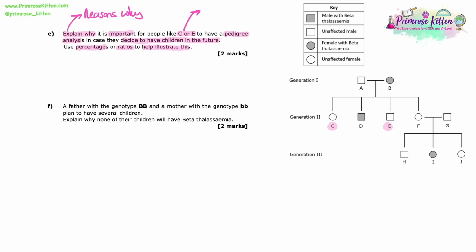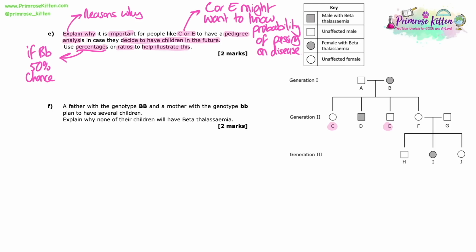So why is the reason why they like to have a pedigree analysis? It's because obviously they might be able to pass on the recessive allele. So they're going to want to know what the probability is of their offspring having the beta thalassemia allele. So if we think about the percentage chance, we've just seen that it could be 25% chance of having a child with beta thalassemia. There could be 50% chance of passing on a recessive allele if you are heterozygous. And if they're homozygous dominant, so they have 2 capital B alleles, 2 dominant alleles, then there's 0% chance of them passing on the affected allele to their offspring.